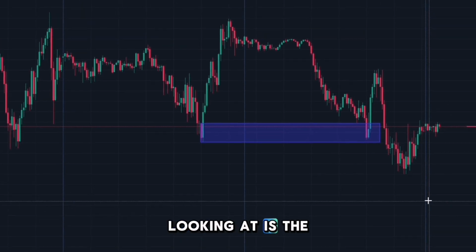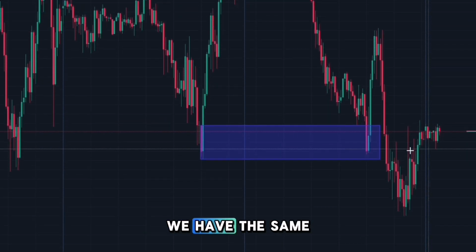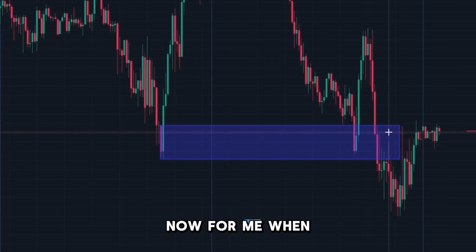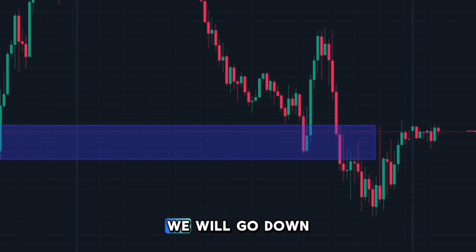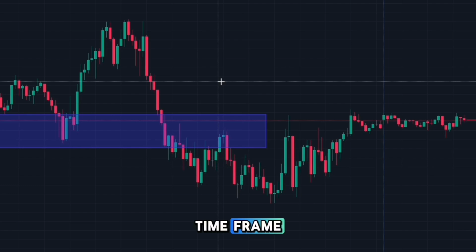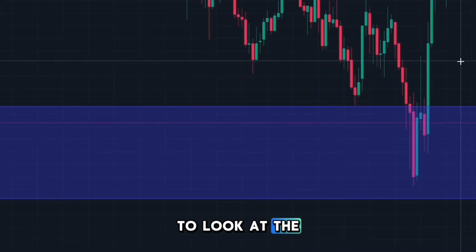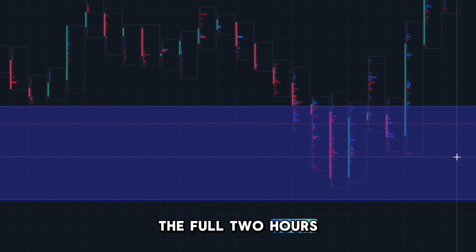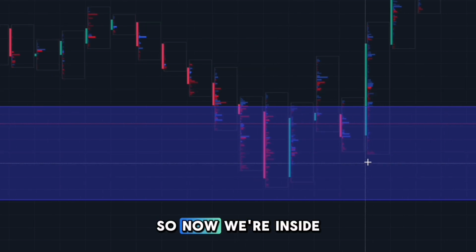So what you're looking at is the same exact price action. We have this same key level resting over here. This is the exact same key level. Now from here, when price gets into our key level, we will go down to the 5 minute time frame, and we will begin to look at the order flow. Just to give people a heads up, I do not spend the full 2 hours or 1.5 hours staring at footprint charts. That will burn my eyes. I'm only looking at the key level. So now we're inside of a key level.